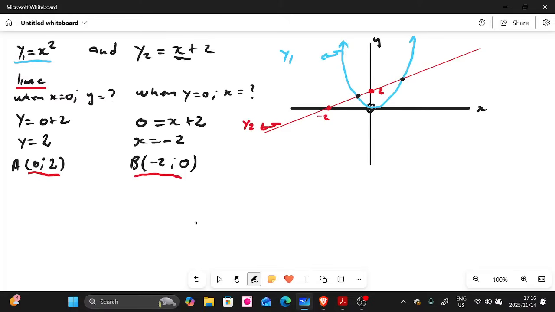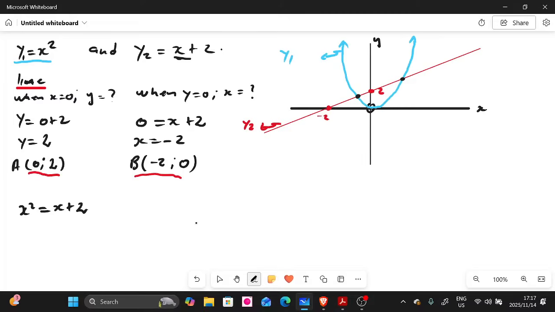Right. So since both of these graphs are equaling to y, even though I named them y1 and y2, they're both equaling to y, meaning you can equate these two graphs and try to find the x values of those points. So let's do it. So you can say x squared is equaling to x plus 2, right? This is y1, which is equaling to y2, which is x plus 2. Right, then you solve for x.